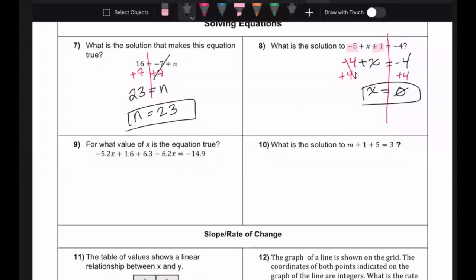Number 9, you see a lot of decimals. Do not let that intimidate you. Still the same idea. We're still going to draw our line. And on the left side of the equation, we'll say, hey, I see a negative 5.2, but I also see another number with an x, the negative 6.2. Since both of these numbers have not only a variable, but the same variable, they can be combined. So you'll do negative 5.2 minus 6.2, which will give you negative 11.4x.